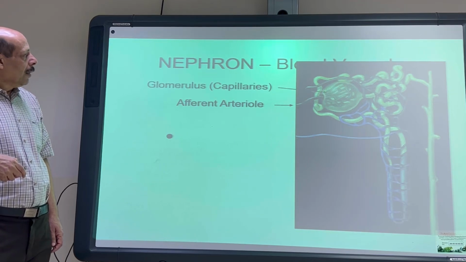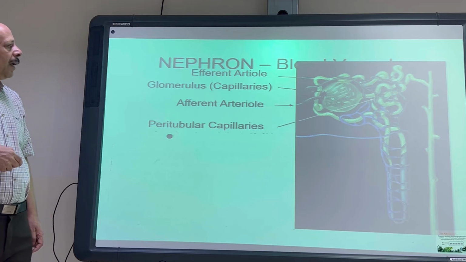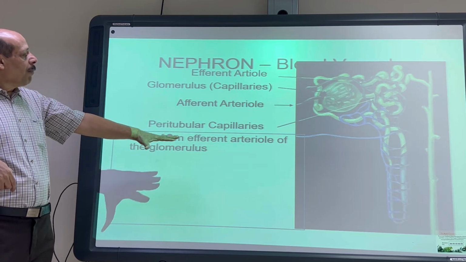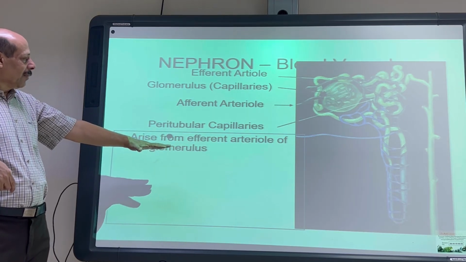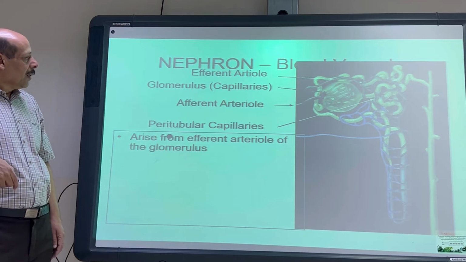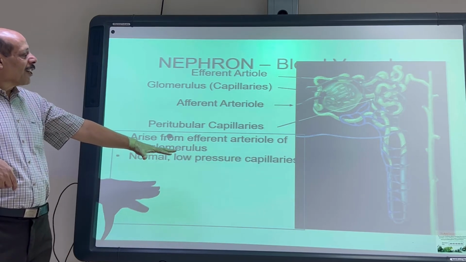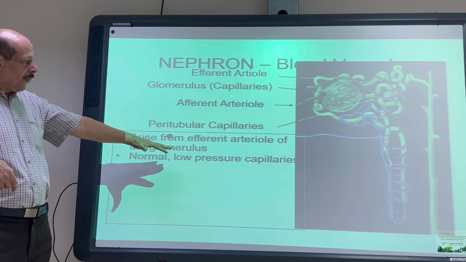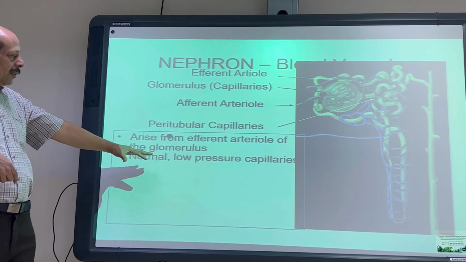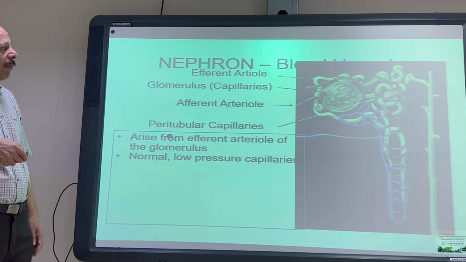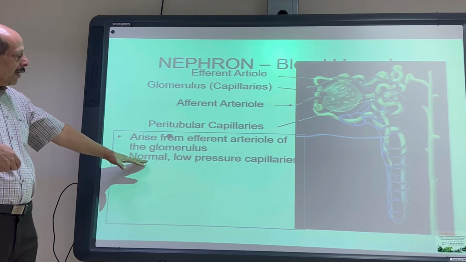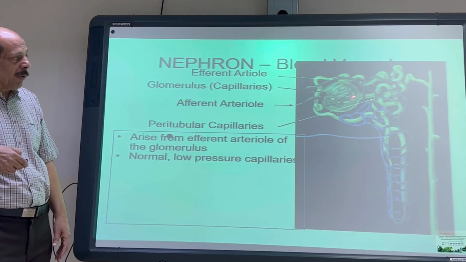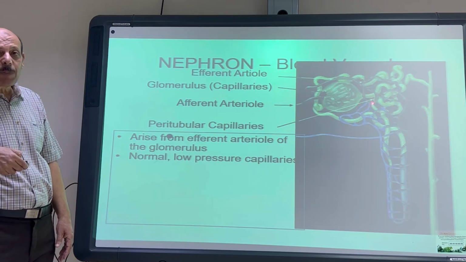So again, afferent, and those are the tubules here. Rising from the efferent arterioles of the glomerulus, there will be normal, low-pressure capillaries. So from the efferent arterioles, which are coming out from the glomerulus, there will be normal or low-pressure capillaries. Here the pressure was high. Now the pressure is becoming low.